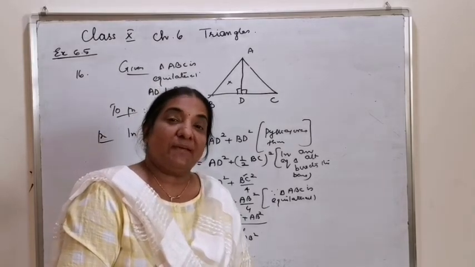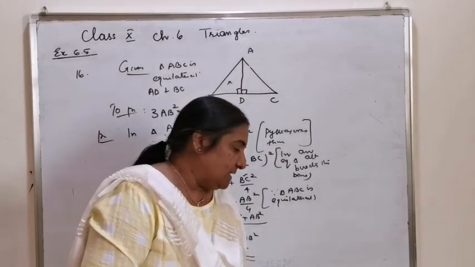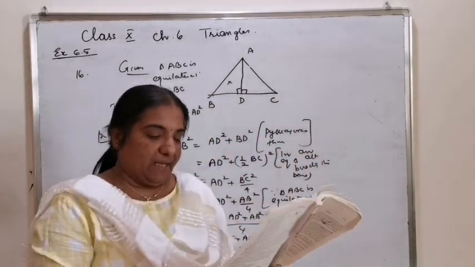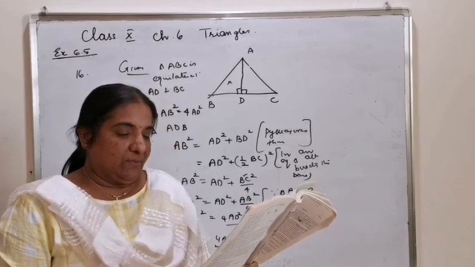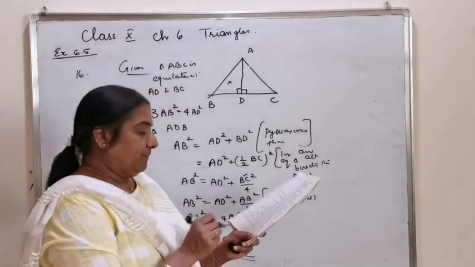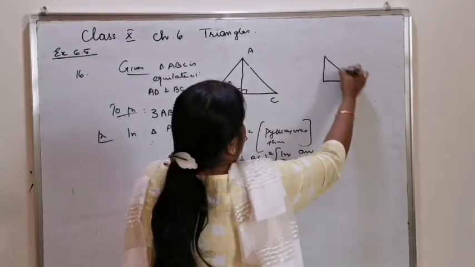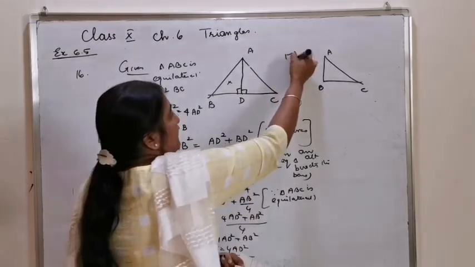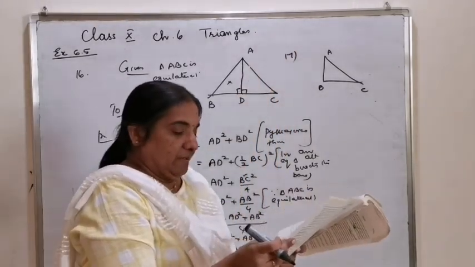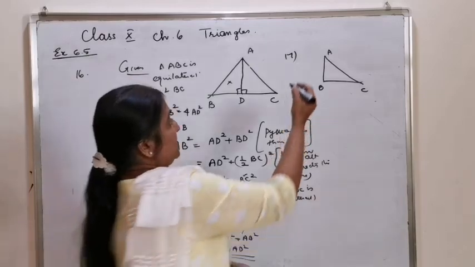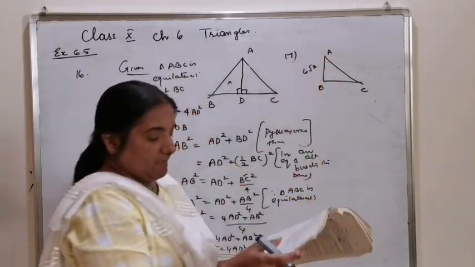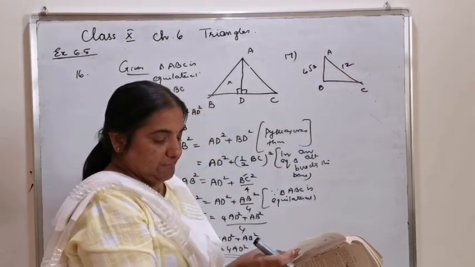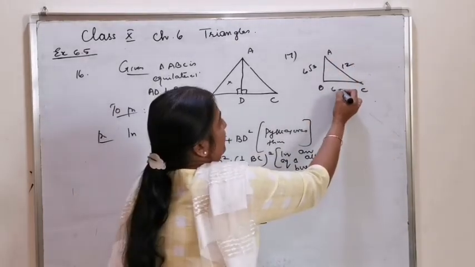This exercise also is very important. The last question, take the correct answer and justify. In triangle ABC, which can be just orally discussed, AB is equal to 6 root 3, AC is equal to 12 and BC is equal to 6.